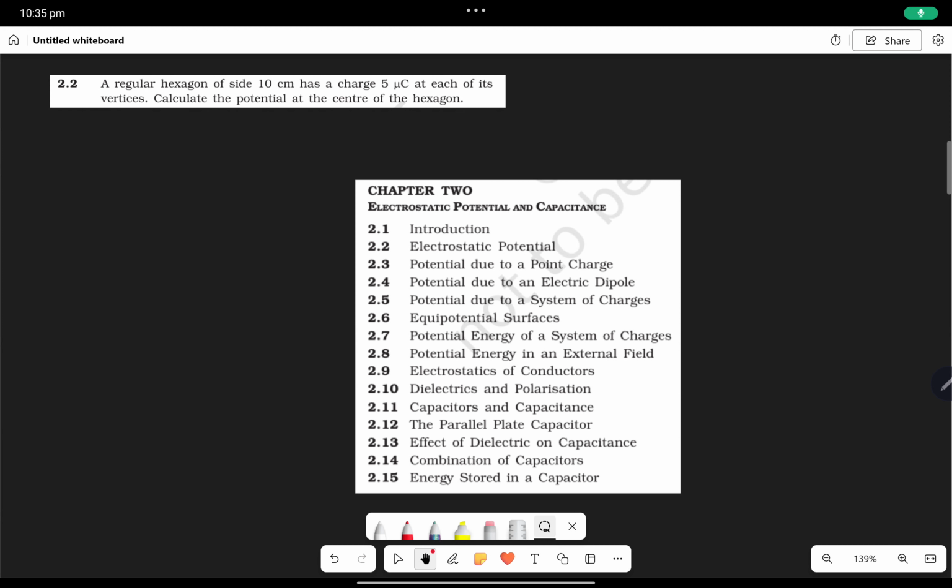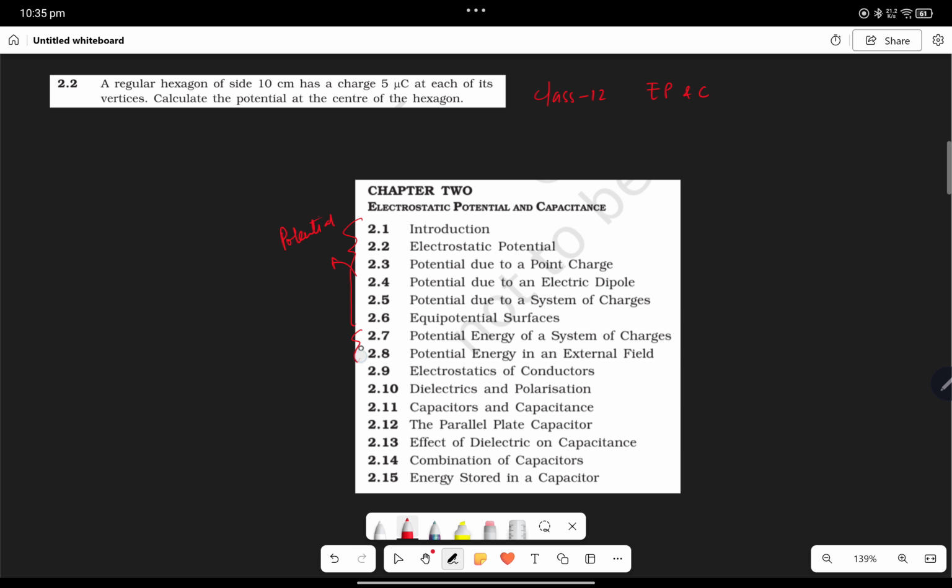So this is question number 2.2 of class 12th, and the chapter name is electric potential and capacitance. So first of all, let's see an overview of this chapter, so that you will revise it in every video. It is going to be stuck in your mind what you have to study in this chapter, right? So first of all, in the first section of this chapter, we study about potential.